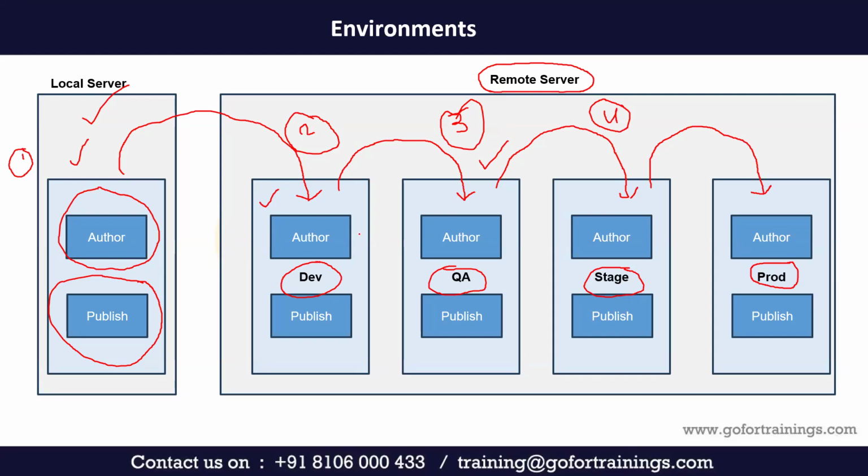These environments can be accessed by using domains. There will be a separate domain for dev author and dev publish, QA author and QA publish, stage author and stage publish, and prod author and prod publish. Prod publish means the live domain. For example, when you access www.testcode.com from the browser, the request will go to the prod publish server because this is the live server. A live server request always goes to the prod environment.